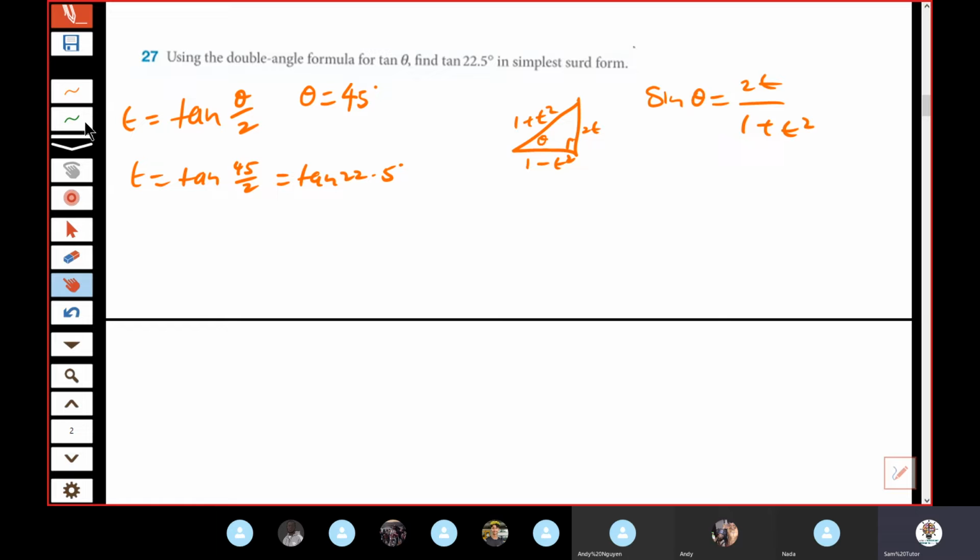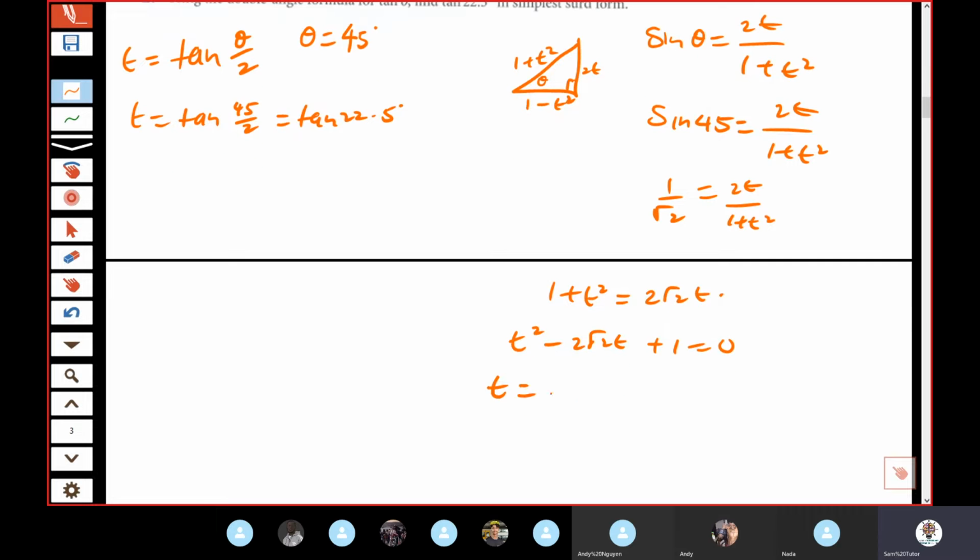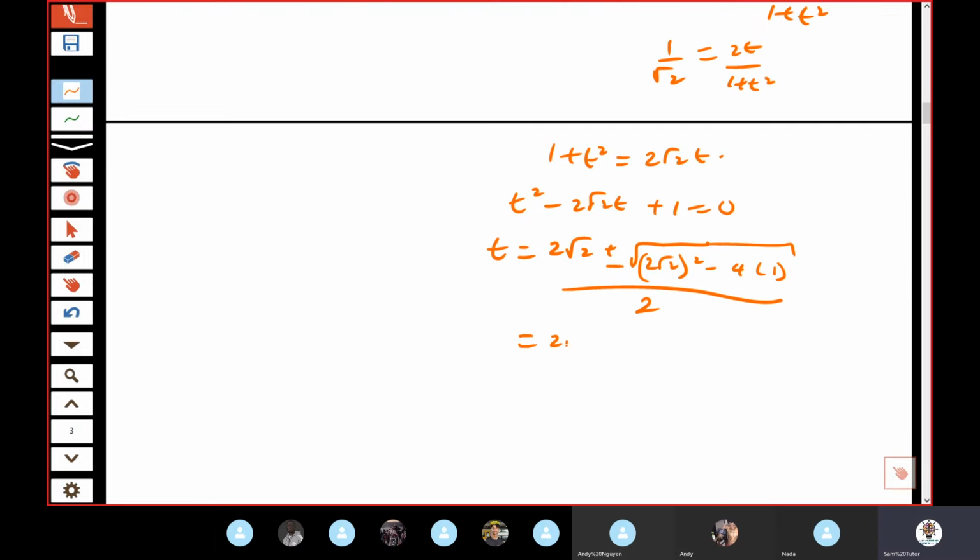Okay, so we should be up to what? Sine 45 equals 2t on 1 plus t squared. Sine 45, plug it into your calculator, do the square and square root thing, becomes 1 on root 2. Cross multiply, we end up with 1 plus t squared equals 2 root 2t. Bring everything to one side, because it's a quadratic. Okay, almost there. T equals minus b plus minus square root b squared minus 4 times a times c all over 2a. Next one, 2 root 2 plus, that becomes 8. 8 take away 4 is 4, so 2 on 2. Root 2 plus minus 1.